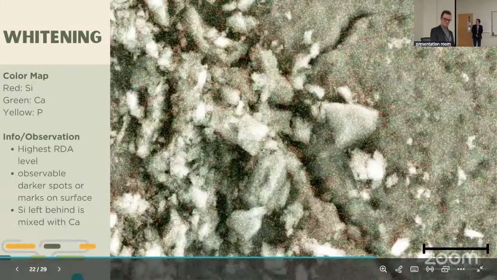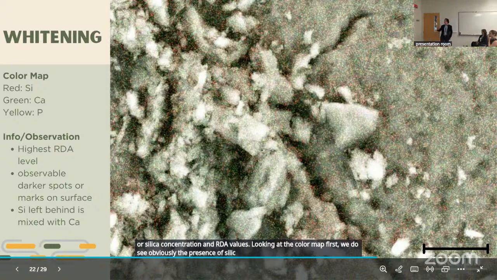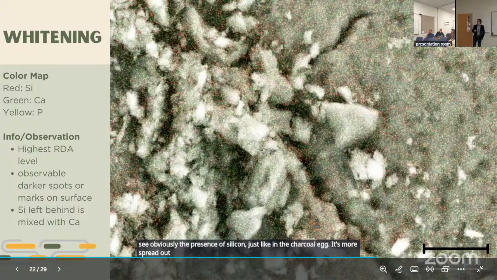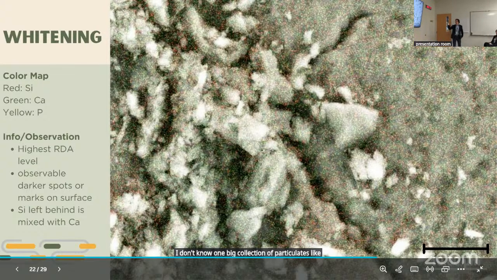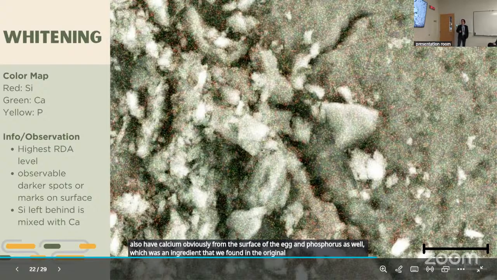Okay, and lastly, the whitening egg. So this may look a little similar to the charcoal toothpaste, and that does make sense. They both have higher silica concentration and RDA values. Looking at the color map first, we do see obviously the presence of silicon, just like in the charcoal egg. It's more spread out along the surface and not really concentrated in one big collection of particulates like the regular paste was. We also have calcium, obviously, from the surface of the egg, and phosphorus as well, which was an ingredient that we found in the original analysis of the paste.